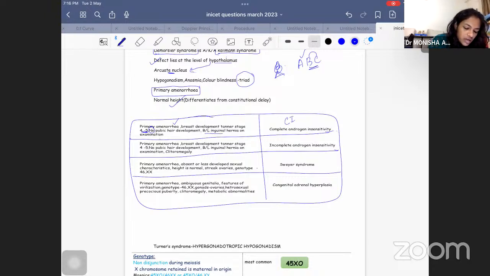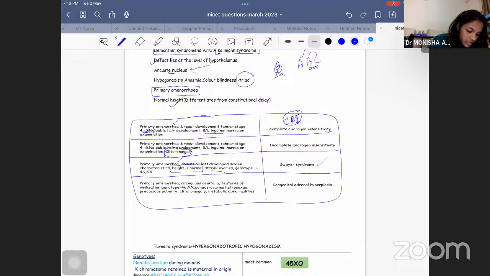It goes under complete androgen insensitivity. Whereas if they have the same features plus clitoromegaly, they will go for incomplete androgen insensitivity. If they present with primary amenorrhea with absent or less developed sexual characteristics, height is normal, streak ovaries, genotype is 46XX, then it's Swyer syndrome.